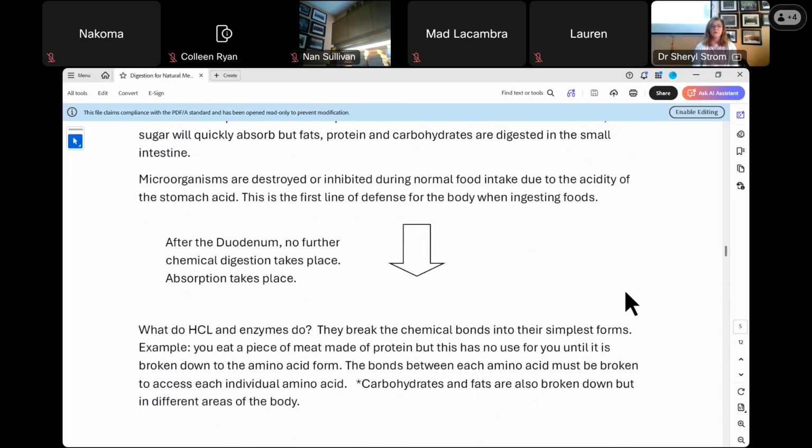After the duodenum, no further chemical digestion takes place. It's mainly absorption.